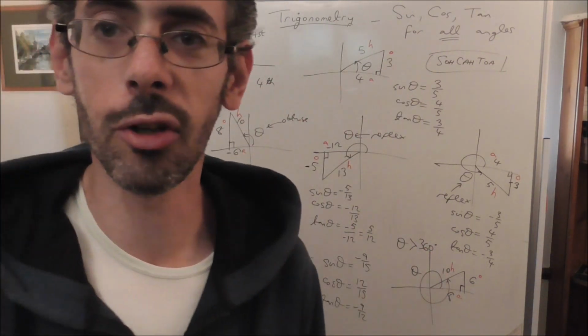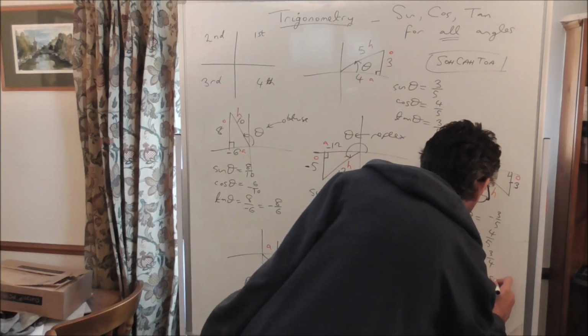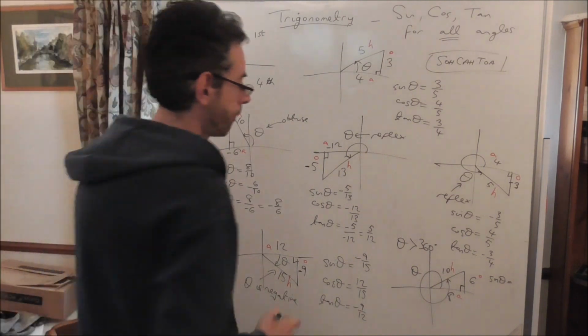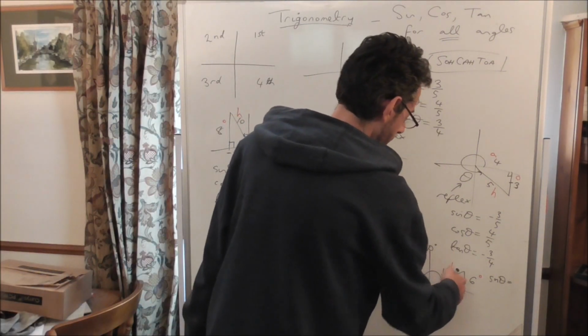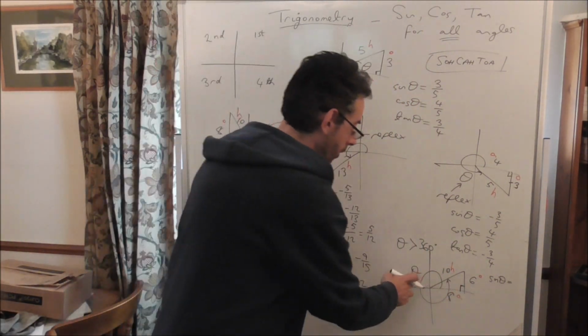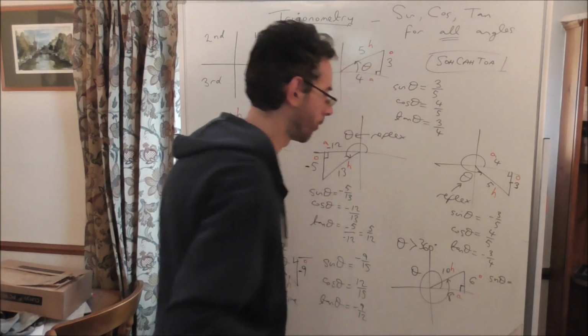But you define sine, cos and tan in exactly the same way. So let's try and fit it in over here. So sine theta is the opposite side over the hypotenuse. Oh yeah, the adjacent and the hypotenuse, sorry. The adjacent and the opposite are going right and up, so they're both treated as positive numbers.